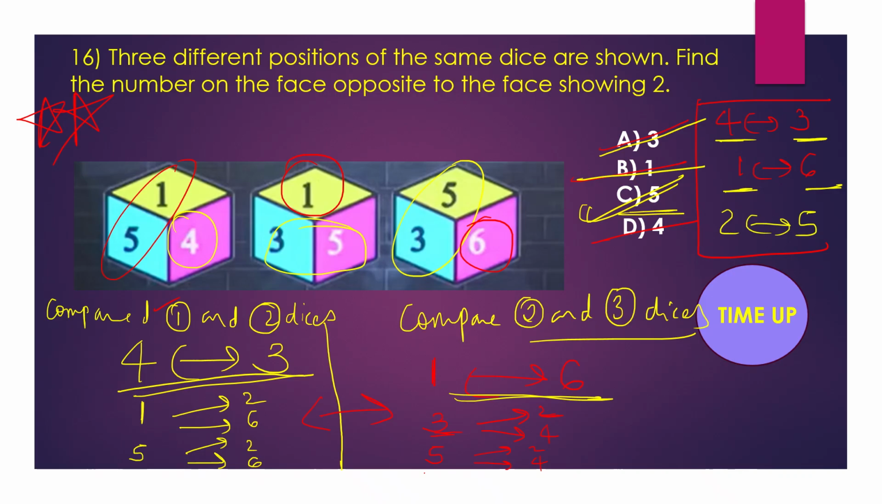Correct? I hope you understood this. Please take note down of this or take a screenshot. Okay, students? So here the correct option is 5. Rest all are eliminated.